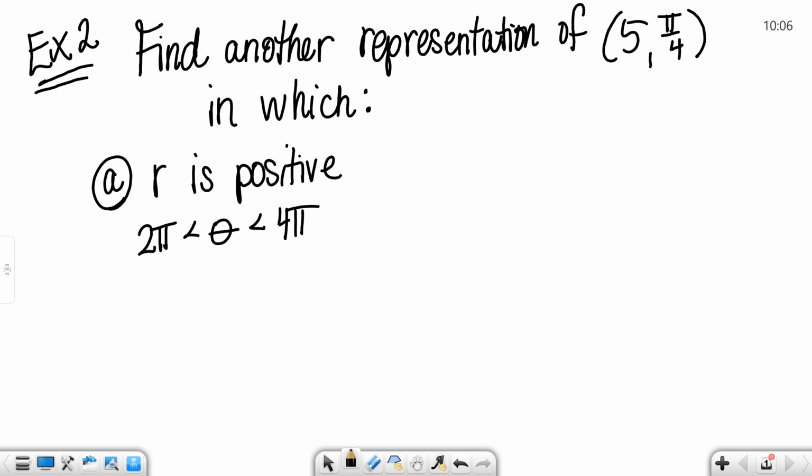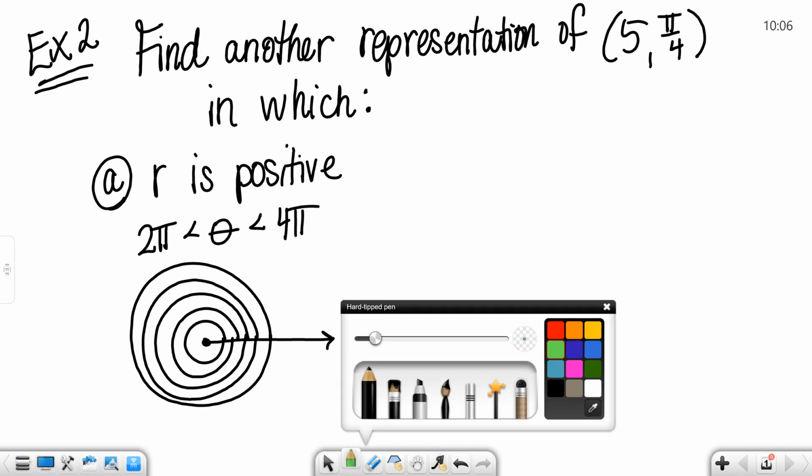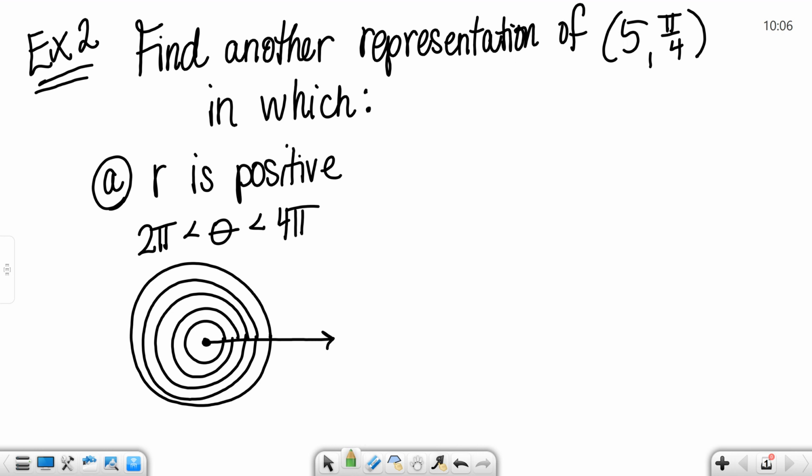Okay. So here's what I'm going to do first. First, I'm going to figure out where is that ordered pair (5, 5 pi over 4). So I've got to have 5 circles. 1, 2, 3, 4, 5. Not very precise there. Okay, so if I first graph it, I've got to be on the 5th ring, and 5 pi over 4 is about right here. So this is (5, 5 pi over 4). That is not another representation. That is the point that they're talking about. So I want another representation.